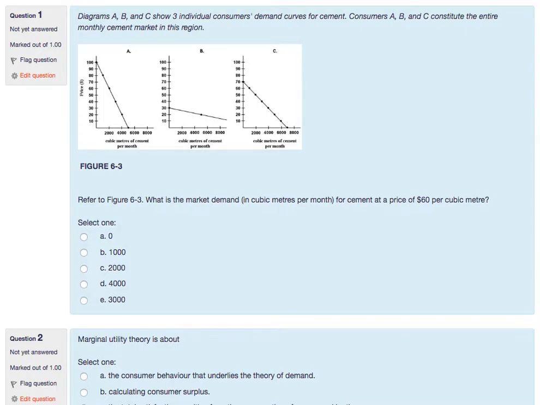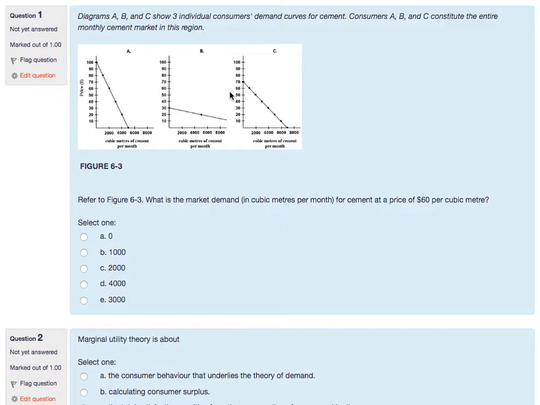Okay, so here are the answers to the practice quiz of Chapter 6, not the appendix to Chapter 6, but the actual chapter. So here are some of the questions, which may be in a different order for you. So refer to figure 6.3. What is the market demand in cubic meters per month for a cement price of $60 per cubic meter?